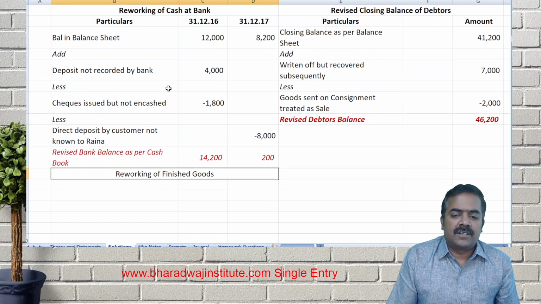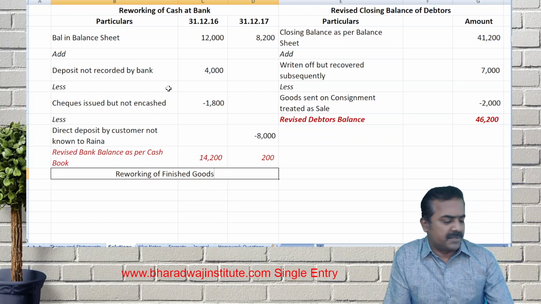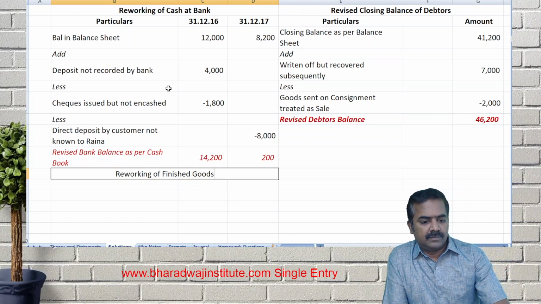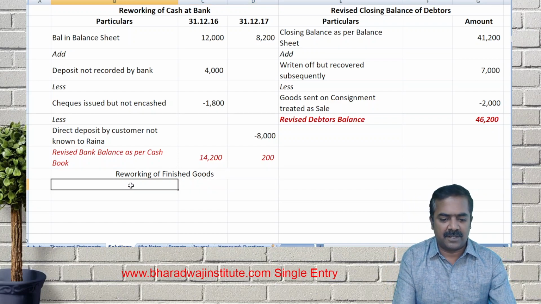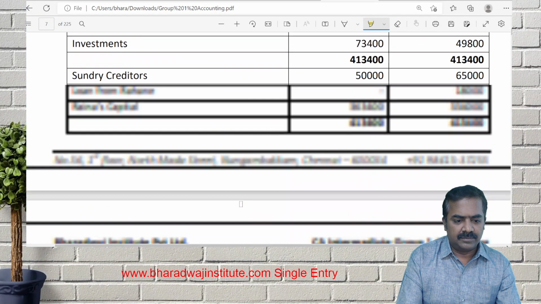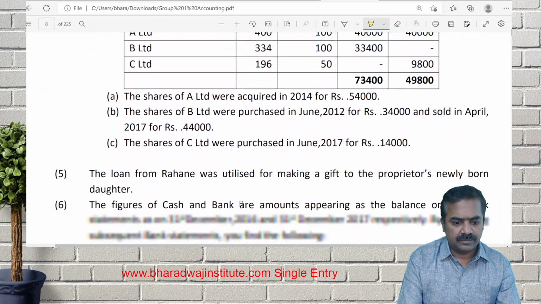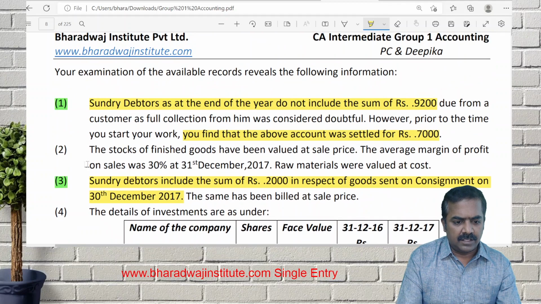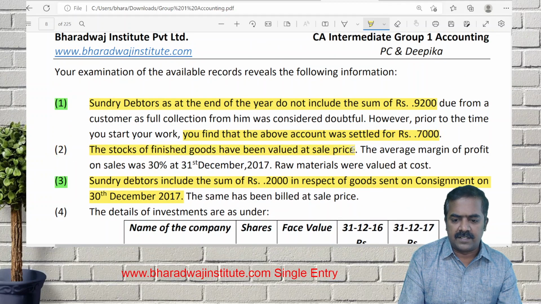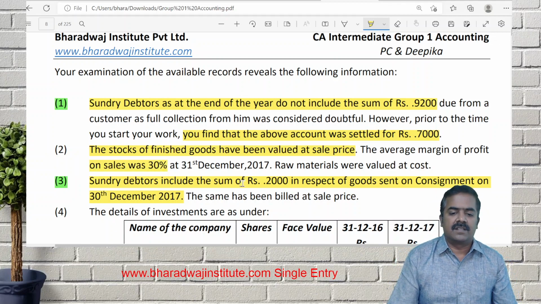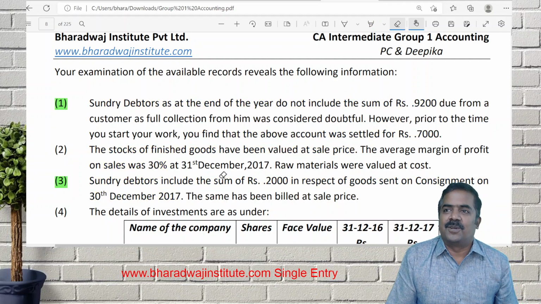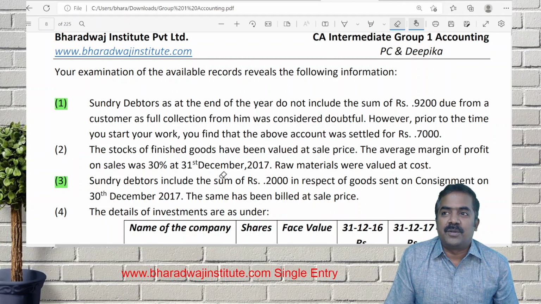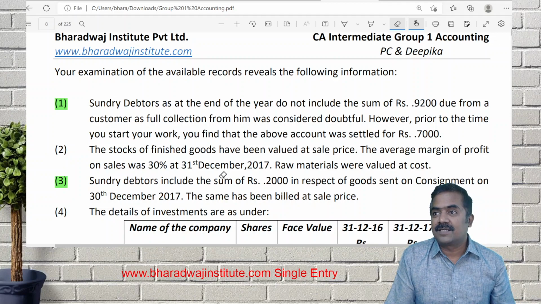Start. Next working note: valuation of stock. That is reworking for the finished goods. Finished goods stock value. What is given in the question? 30% margin. The stock of finished goods has been valued at what price? Selling price. What is the profit margin given? 30%. Profit margin is 30%. Don't think anything extra. Think, work, and what is the stock? Both opening and closing balance.